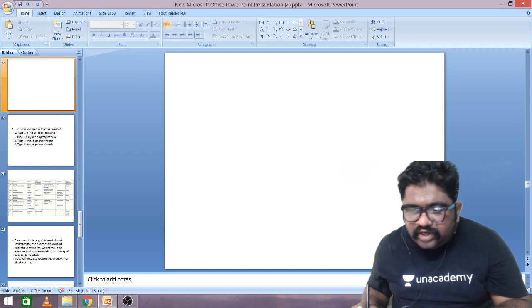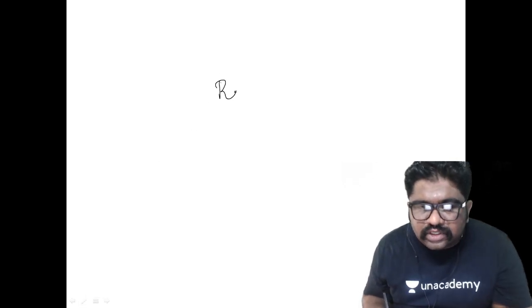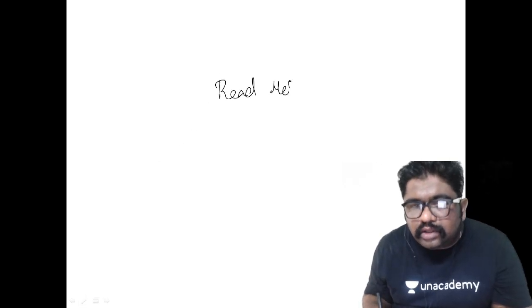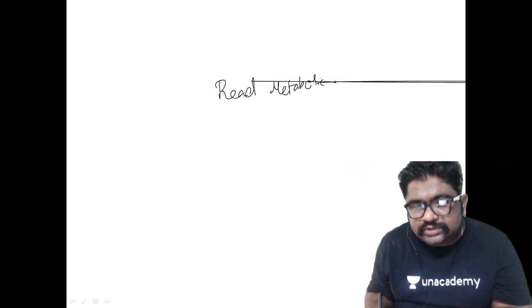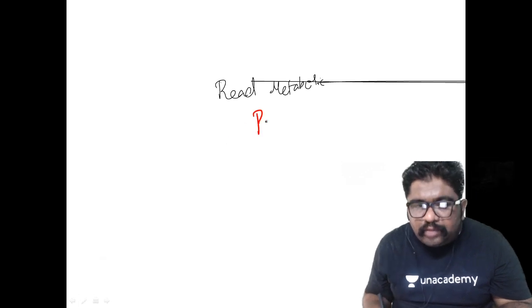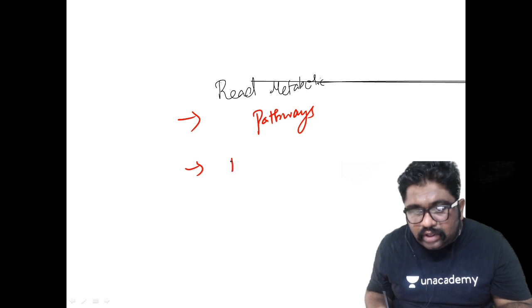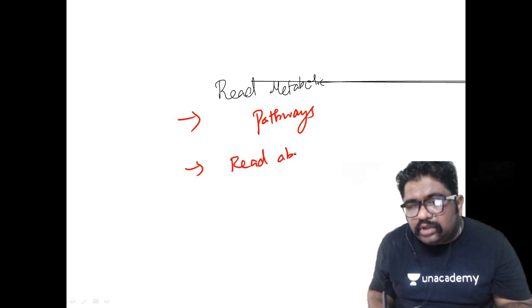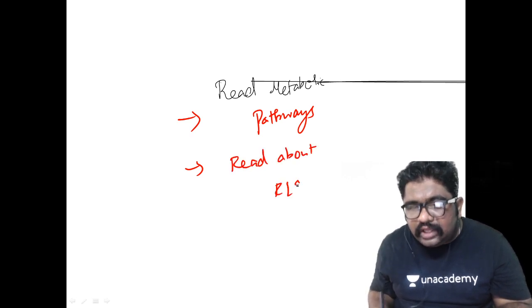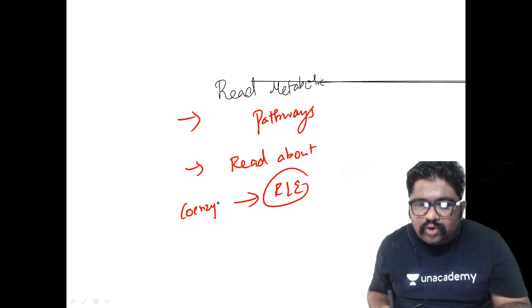So when it comes to metabolic pathways, what are the things that you have to know? When you want to answer questions in metabolism, first read metabolic pathways. Then read about rate limiting enzymes. Whenever you read the enzyme, read about the coenzymes and cofactors.